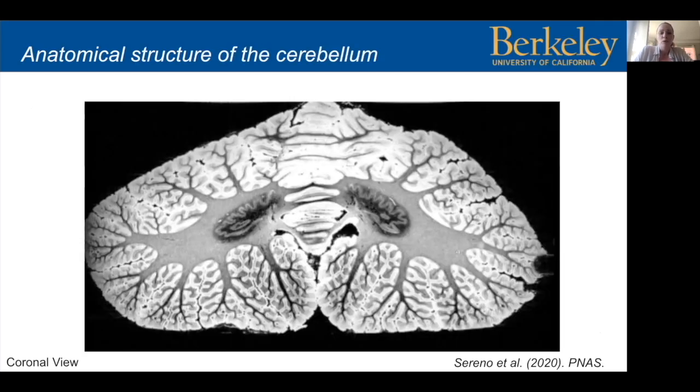So, like the cerebral cortex, the cerebellum is divided into left and right hemispheres. Unlike the cerebral cortex, there's a phylogenetically old portion of the cerebellum known as the vermis, which integrates visual, vestibular, and proprioceptive information. Now, the image that I'm showing you is a post-mortem human cerebellum scanned at 200 micron resolution. At this resolution, you can clearly make out the beautiful branching structure of the cerebellar white matter. And you can also see the deep cerebellar nuclei embedded within the white matter of the cerebellum.